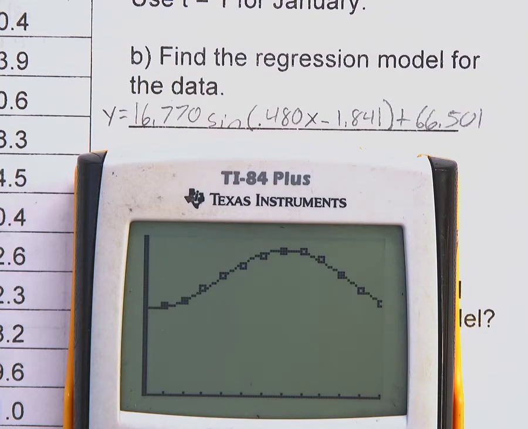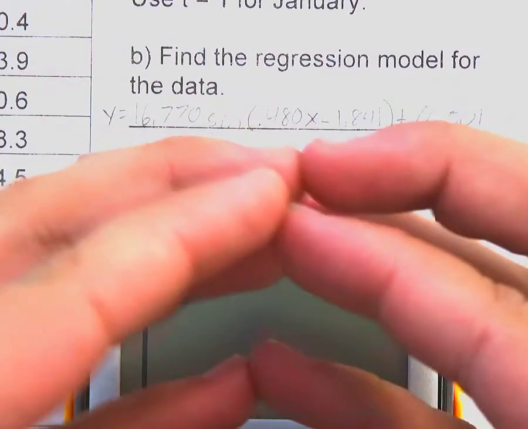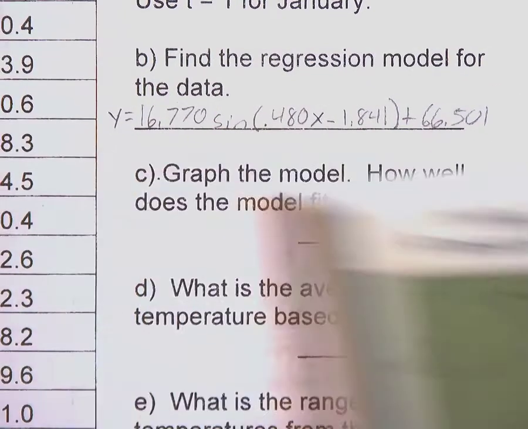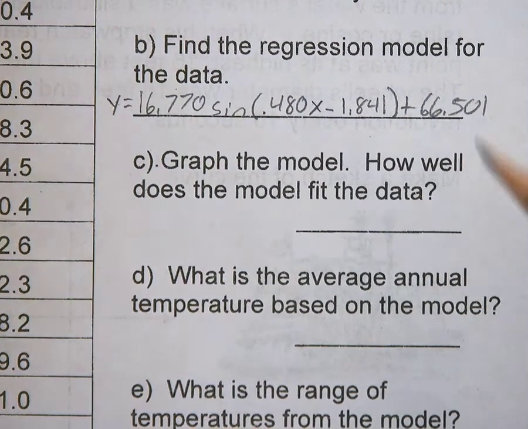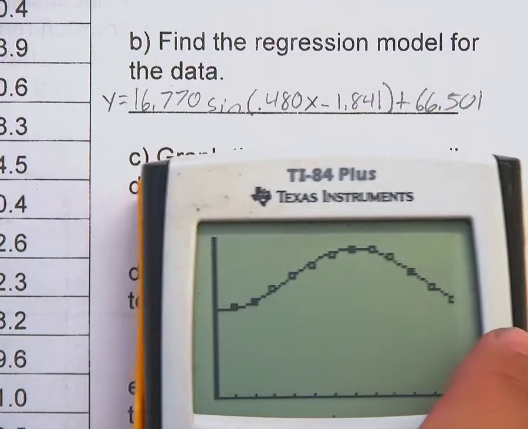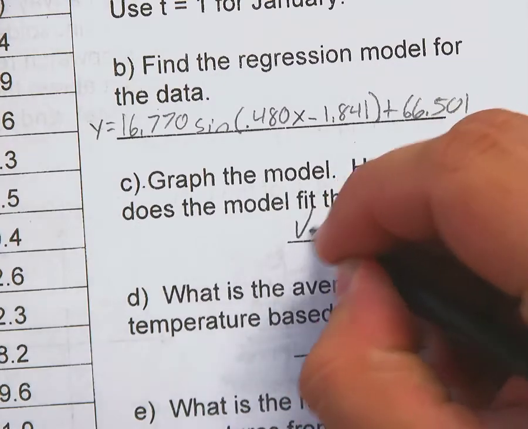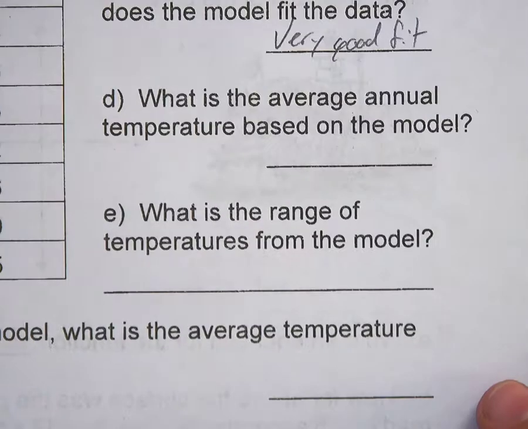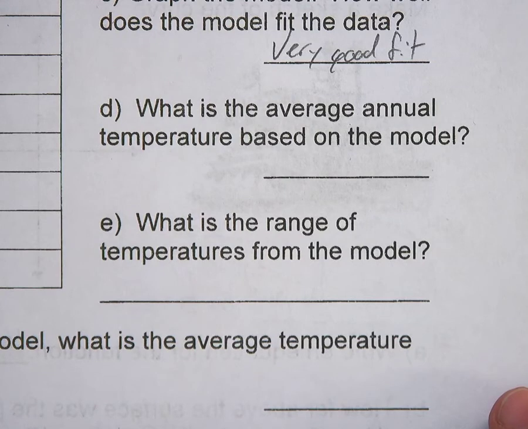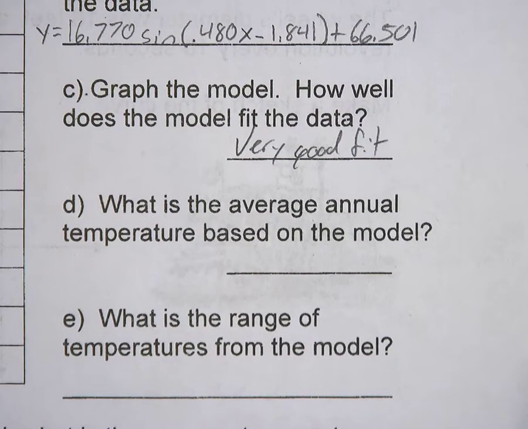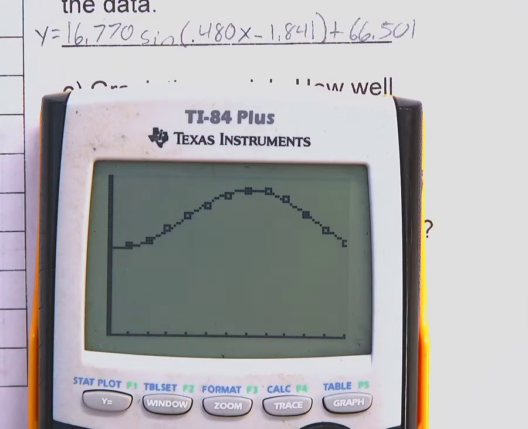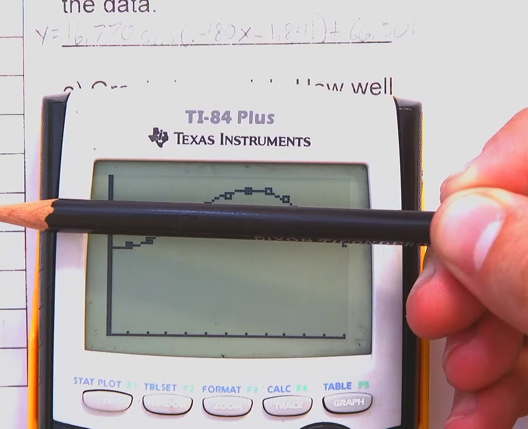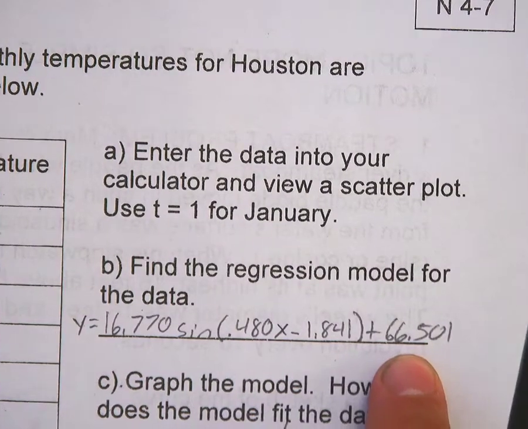A regression is throwing your data into a computer and saying, make a model out of this. It's also called the line of best fit. So, graph the model. How well does it fit the data? Well, it fits it pretty darn well, don't it? So we call that a very good fit. D says, what is the average annual temperature based on the model? Cool thing about the sine wave is that the horizontal axis is your average. So K, this guy, is your average.